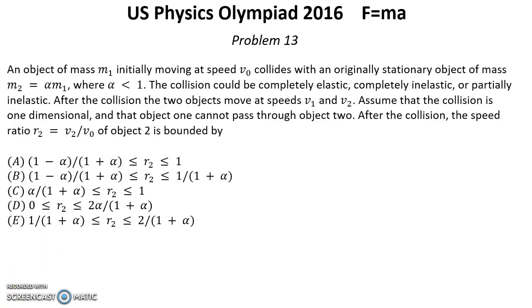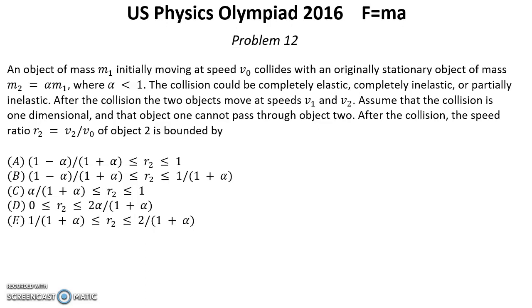Problem number 13, not 12. An object of mass m1 initially moving at a speed v0 collides with an originally stationary object of mass m2 equal to alpha m1, where alpha is less than 1. The collision could be completely elastic, completely inelastic, or partially inelastic.